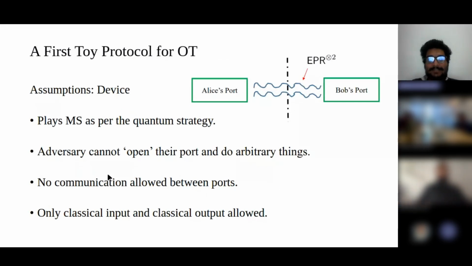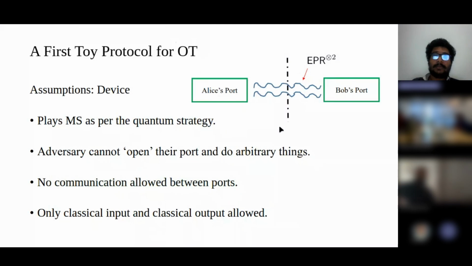Yeah. So from these properties, we get our first toy protocol for OT. And what is the toy protocol? So assume that this is device dependent. This toy protocol is going to be device dependent, as in we assume that something perfect is happening perfectly. So let's say Alice and Bob are sharing two EPRs and play the magic square game as per the perfect quantum strategy. And you make these extremely restrictive assumptions that the adversary, whoever the adversary is, either Alice or Bob, they cannot really open their port and do arbitrary things. Also, extremely important, no communication is allowed between the ports.